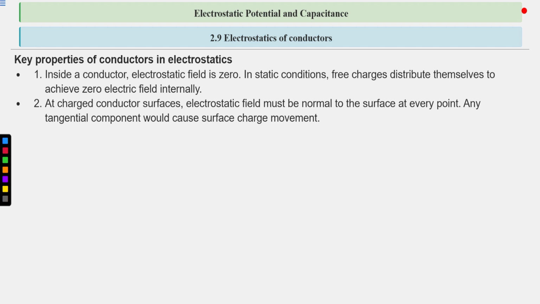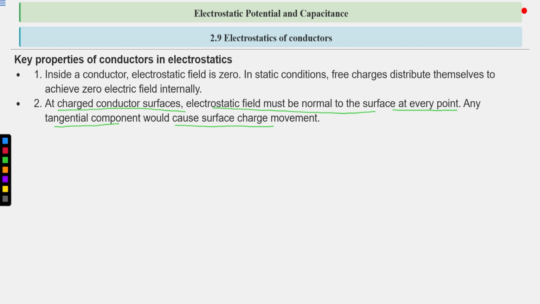At charged conductor surfaces, electrostatic field must be normal to the surface. Okay, now at charged conductors, we have given some charge to the conductor surface. Now electrostatic field must be normal to the surface at every point. Any tangential component would cause surface charge movement. Okay, now electrostatic field should be normal to the surface of the conductor at every point.